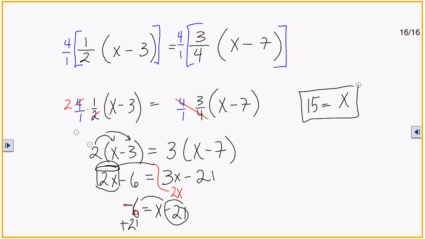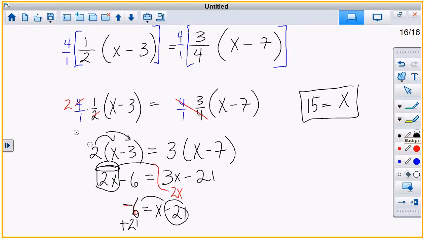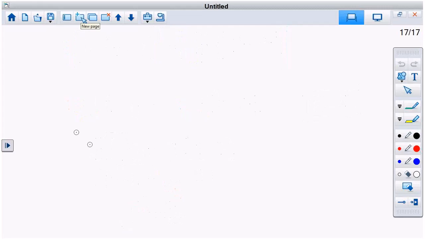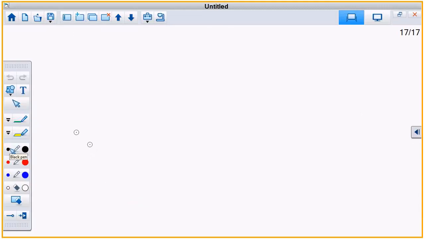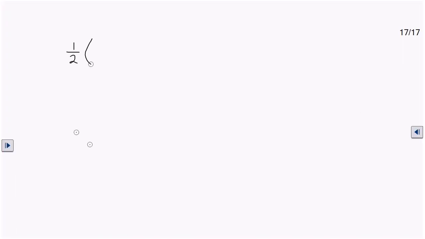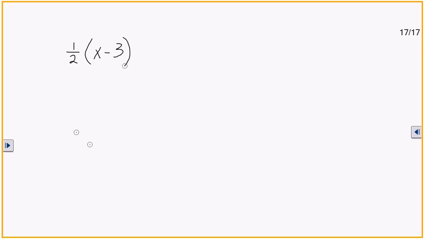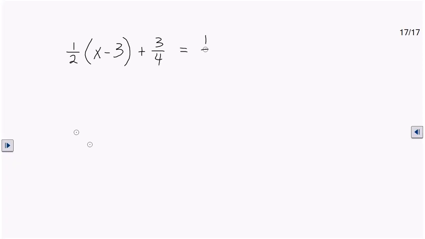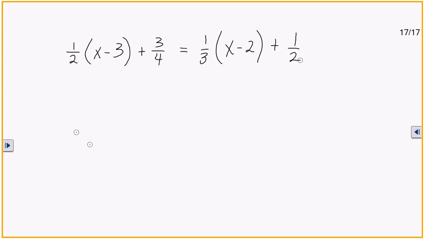Okay. So let's go to another one. One half times x minus 3 plus 3 fourths is equal to 1 third times x minus 2 plus 1 half. Oh my, we might as well quit on this one because we got too many fractions and I don't know how to do all that. Well, you write down your fractions.